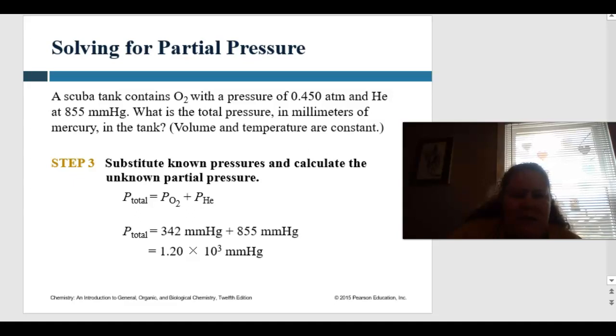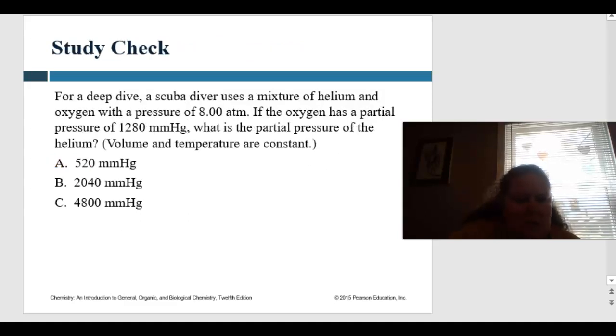All right, so let's try it yourself. Here's the equation. For a deep dive, a scuba diver uses a mixture of helium and oxygen with a pressure of 8 atm, 8.00 atm. If the oxygen has a partial pressure of 1,280 millimeters of mercury, what is the partial pressure of helium? Remembering that volume and temperature are going to be constant. Pause me, do your calculations, and come back.